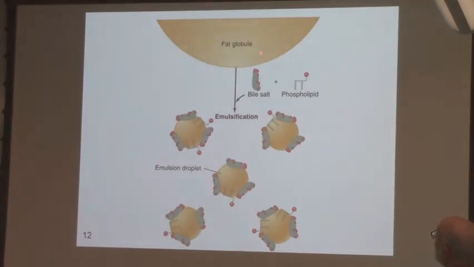So the fat globule is emulsified in the stomach. Remember the stomach with all that churning action? That turns the fat glob into smaller bits, which combine with the bile salt to emulsify.